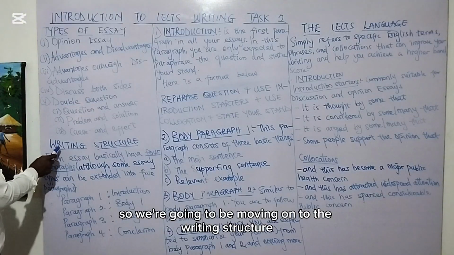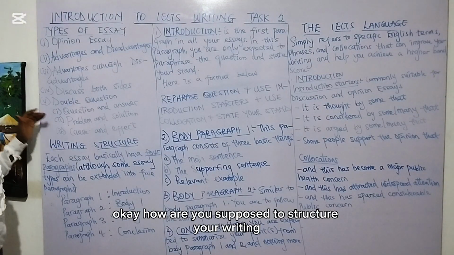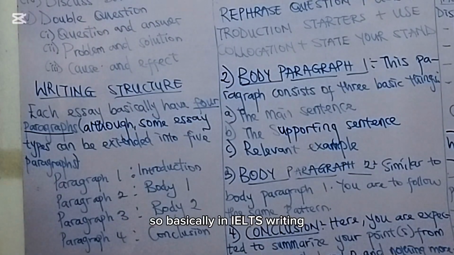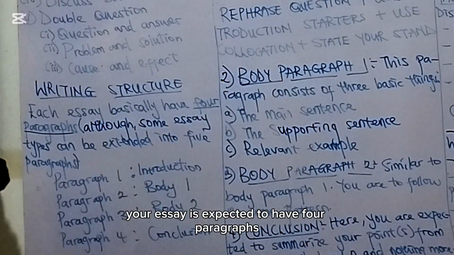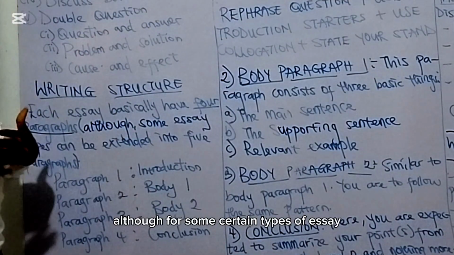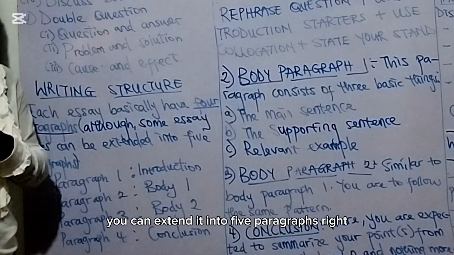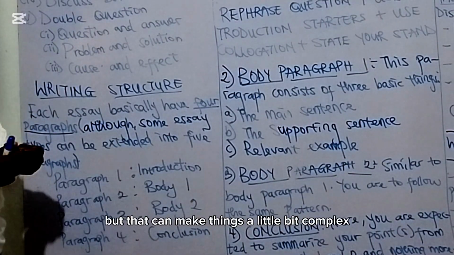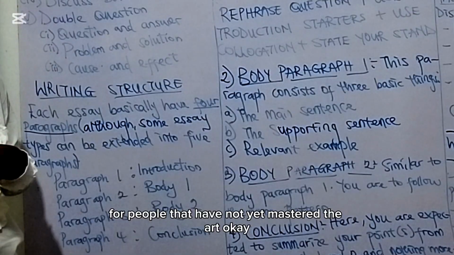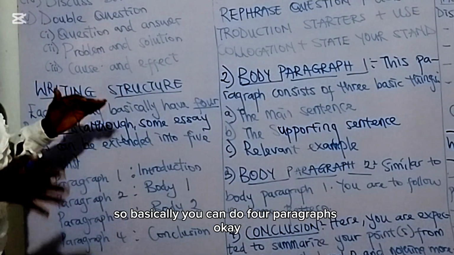Okay, so we're going to be moving on to the writing structure. Okay, how are you supposed to structure your writing? Okay, so basically in IELTS writing, your essay is expected to have 4 paragraphs. That is the standard, right? Although for some certain types of essay you can extend it into 5 paragraphs, right? But that can make things a little bit complex or complicated for people that have not yet mastered the art. Okay, so basically you can do 4 paragraphs.